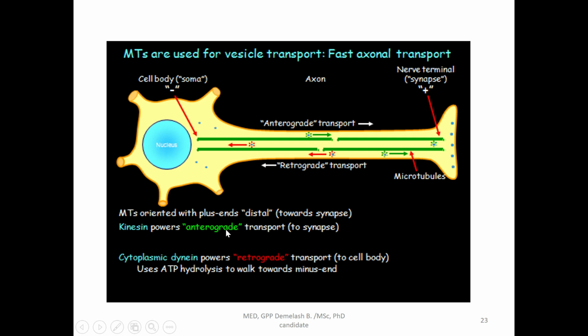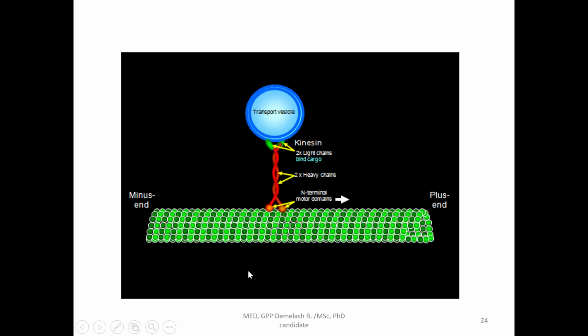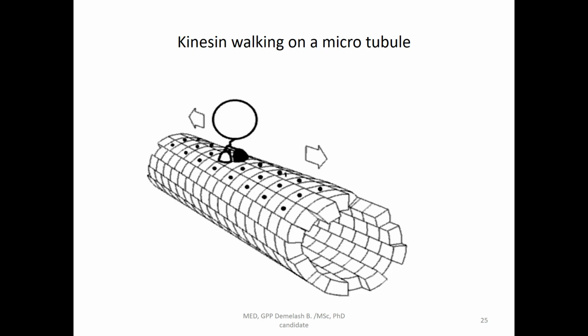Kinesin powers anterograde transport to the synapse. Cytoplasmic dynein powers retrograde transport to the cell body. They use ATP hydrolysis to work towards the minus end. This is how vesicles move from the minus end to the plus end, transported by kinesin. Like this, kinesin works on microtubules.